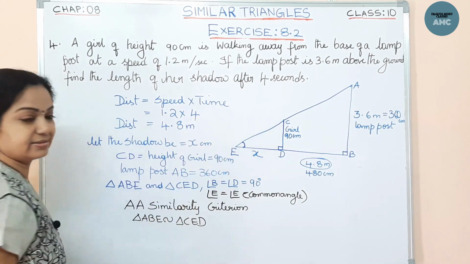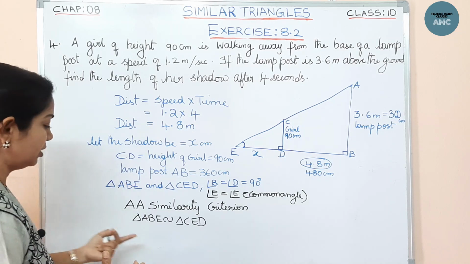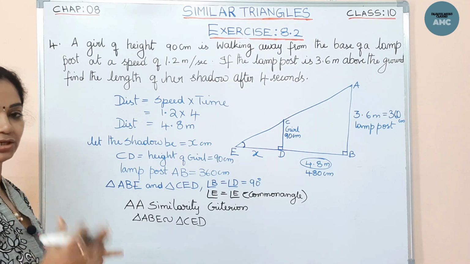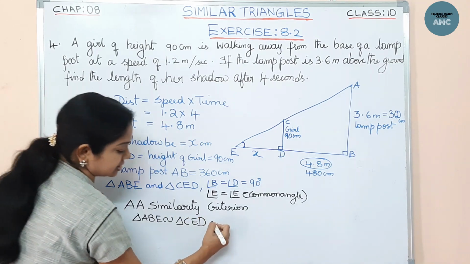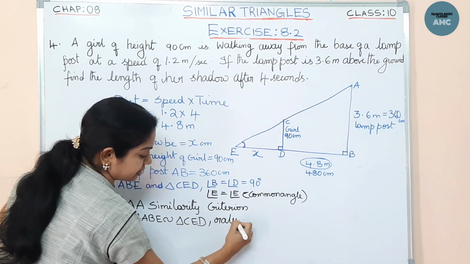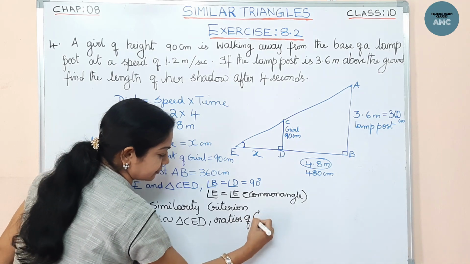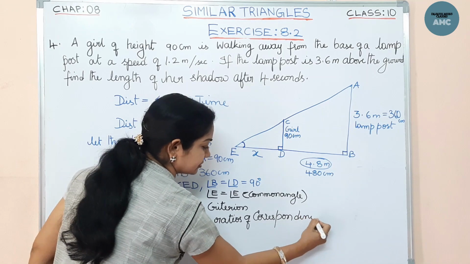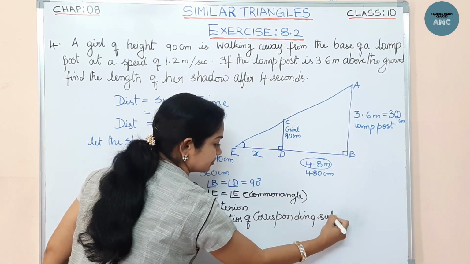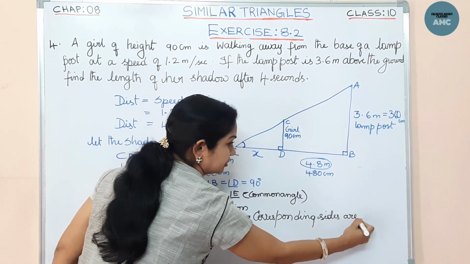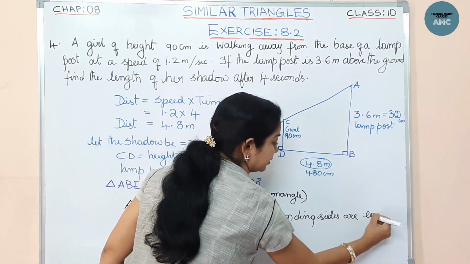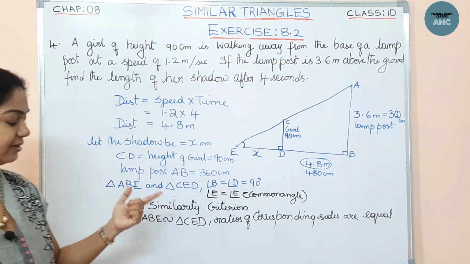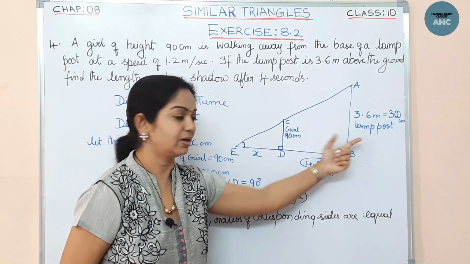Now we got that they are similar. So what can we do when they are similar? We can compare the ratios of their corresponding sides. The ratios of corresponding sides are equal. Okay, ratios of the corresponding sides are equal. Now what values do I have here? These two I know, and these values.